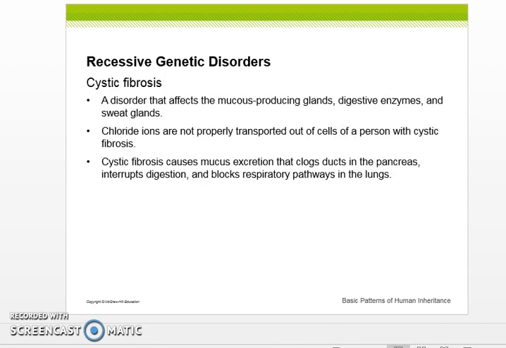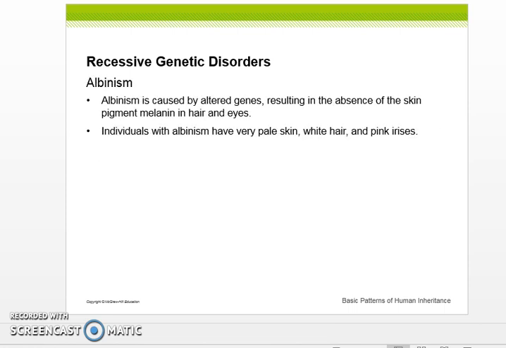Cystic fibrosis is a disorder that affects the mucus-producing glands, digestive enzymes, and sweat glands. Chloride ions are not properly transported out of cells of a person with cystic fibrosis, and it causes mucus excretion that clogs up ducts in the pancreas, interrupts digestion, and can block respiratory pathways in the lungs. Another genetic disorder that is recessive is albinism. It's caused by altered genes resulting in the absence of skin pigment, melanin, in skin, hair and eyes. Individuals with albinism have very pale skin, white hair, and pink irises.